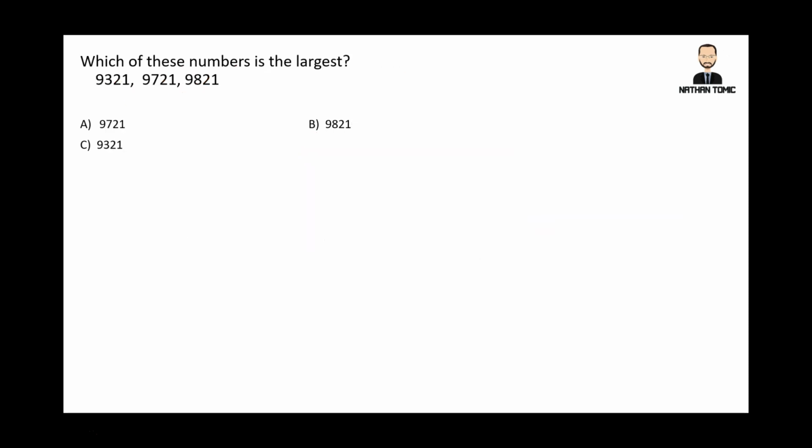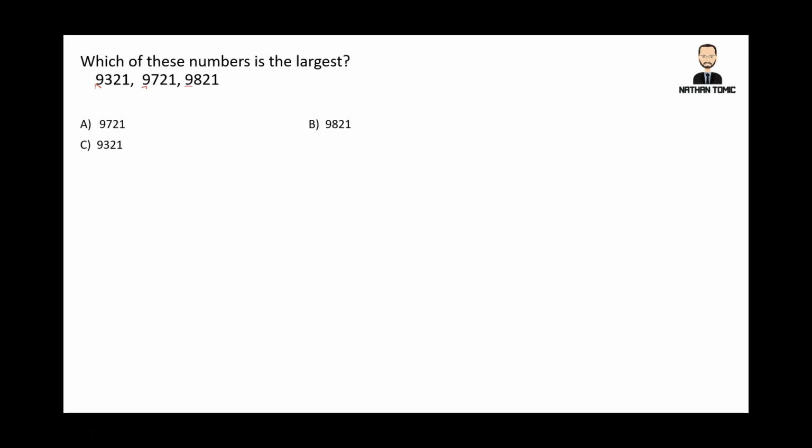Which of these numbers is largest? Right, so again, it's a bit similar. We're going to start by looking at the furthest left-hand column, which in this case is going to be our thousands column. So we've got ones, tens, hundreds, and thousands. So in our thousands, we have a 9, we have a 9, and we have a 9. So they are all the same so far. None of them stand out as being bigger.